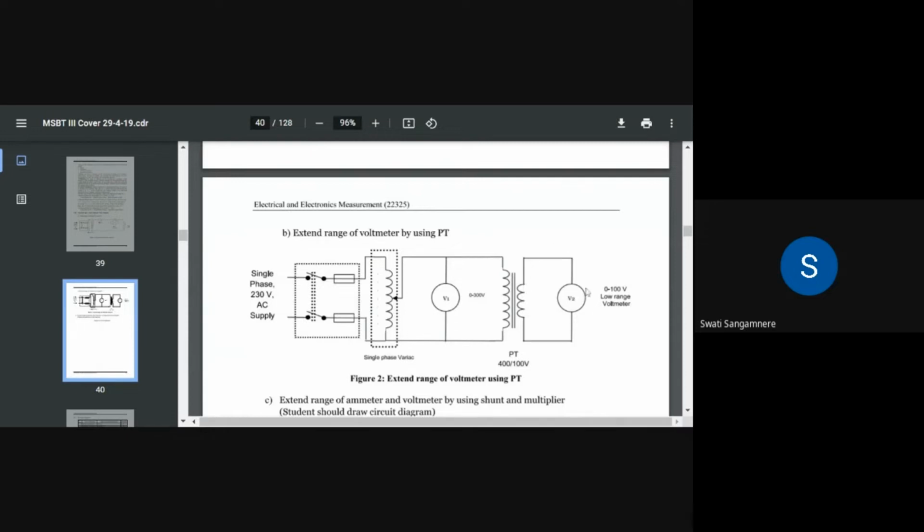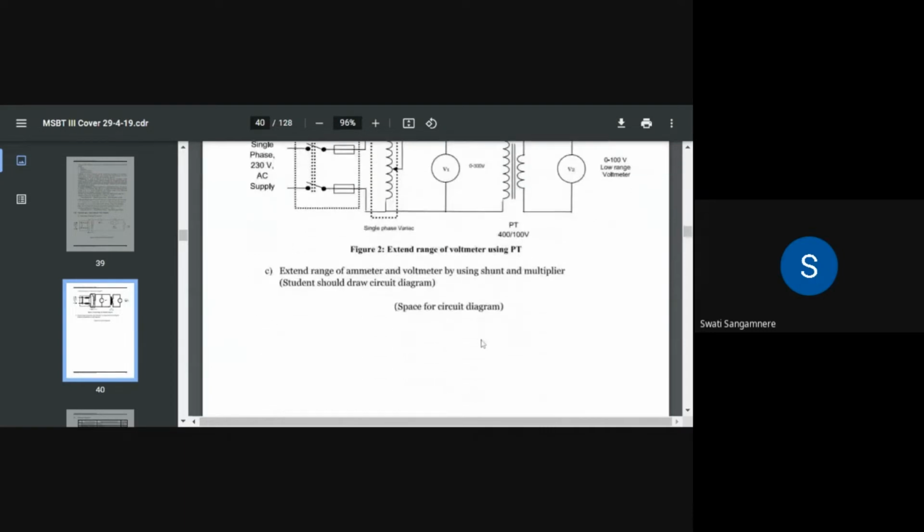Then this is the secondary side of the PT. The secondary first terminal is connected to the common terminal of this voltmeter and the range terminal of this voltmeter, and the secondary second terminal of this PT is connected. So this is the practical setup for extension of range of voltmeter using PT.